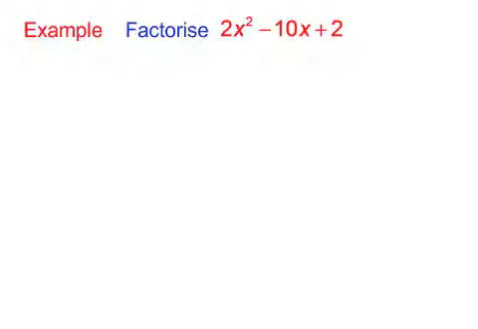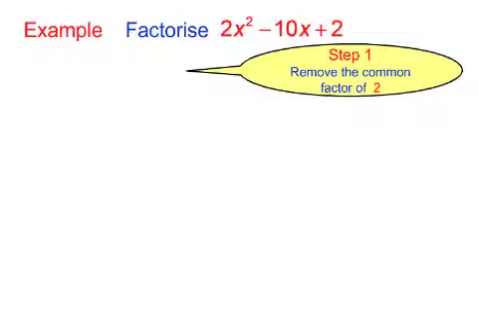Now let's look at a slightly harder problem. Notice here we're factorising 2x squared minus 10x plus 2. We can only complete the square if the coefficient of x squared is 1. So the first step we have to do is to remove the factor of 2. Thus we have 2 brackets, x squared minus 5x plus 1.